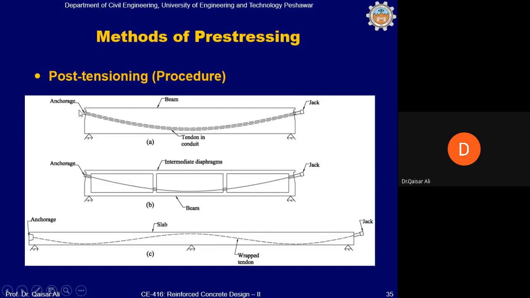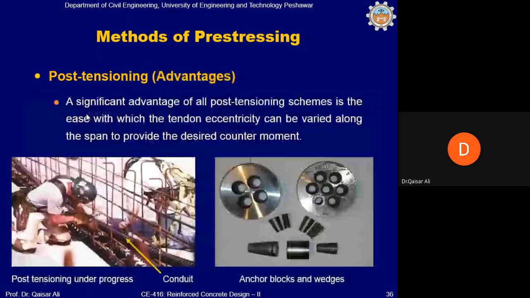However, it is sometimes possible to inject some grout inside the pipe, to make this tendon cable a bonded tendon cable after the stretching and after the force has been applied. Okay, these are some anchorage devices, and these are anchor blocks, and these are wedges. Depending on the number of cables and tendons, these can be obtained from the market.